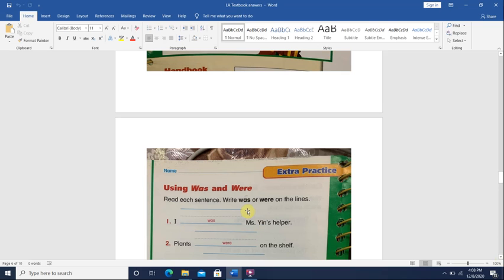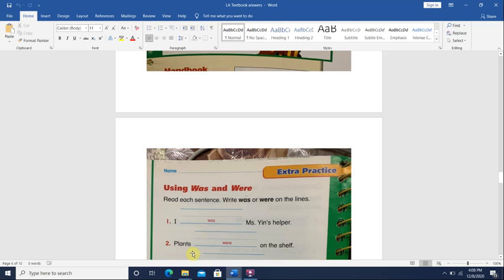Okay, and also when you talk about yourself, you use I, and we use was. So was is when we talk about one person, place, or thing, and when we use I. But were is when we talk about more than one person, place, or thing. Okay, so I blank Miss Yin's helper. I was Miss Yin's helper. Okay, I takes was, and it shows you that the sentence was in the past.